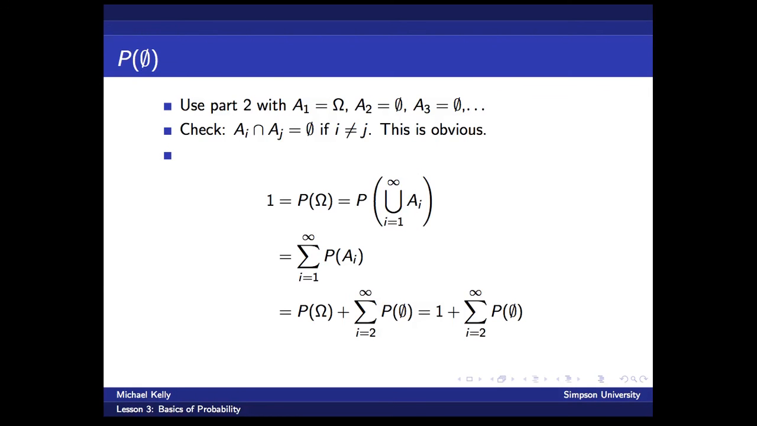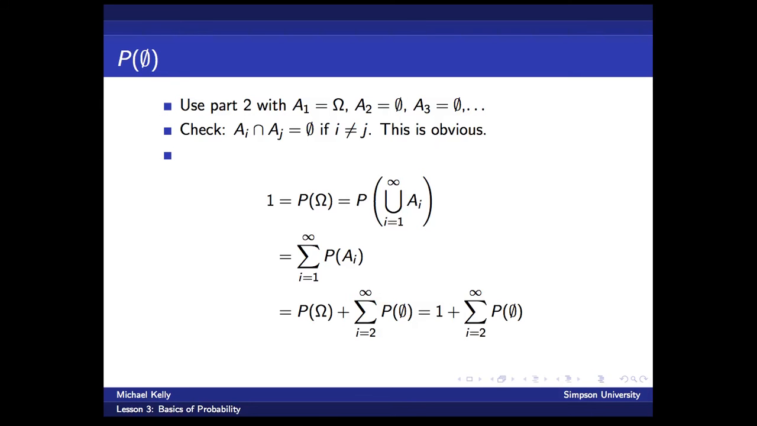Then we do the computation. Let's see, line 1. So 1 is the probability of omega. That was part of the definition of a probability, that the probability of omega is 1. And that's the probability of the union from 1 to infinity of the A_i's, because A1 is omega, and A2 and A3 and so on are all empty. But whenever I union that all together, I'm going to just have omega. So all I'm doing there is substituting the identity that omega is the union from 1 to infinity of the A_i's.